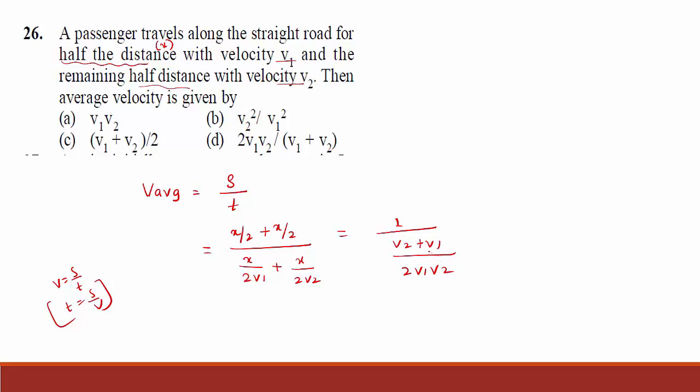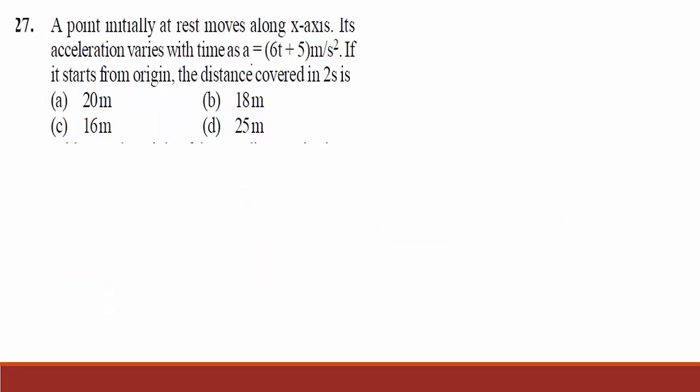x will get cancelled. So we will get 2v1v2 divided by v1 plus v2. This is the average velocity of the passenger. So 2v1v2 divided by v1 plus v2 means option D is right. A point initially at rest moves along x-axis. Its acceleration varies with the time as a equal to 6t plus 5 meter per second square.